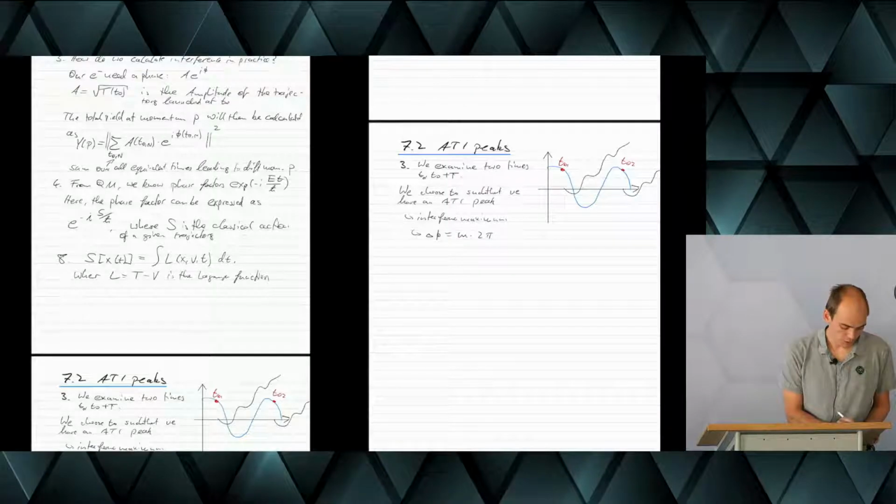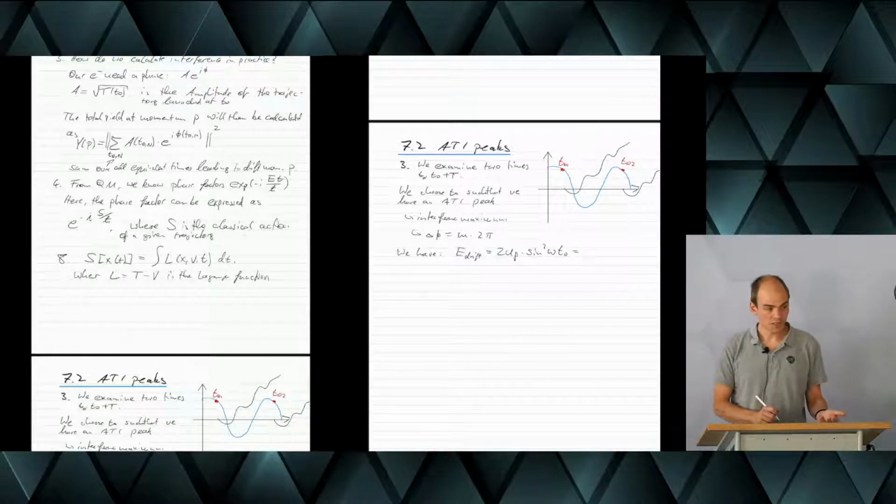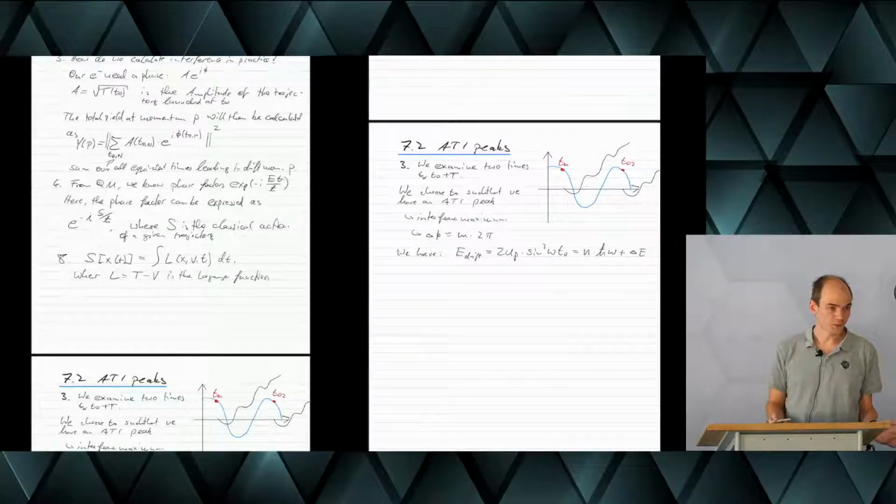And of course the drift energy is 2 Up times sine squared omega t0. Now we said that this should be an ATI peak, so we can write its energy position as n times h bar omega, and I just write here plus delta E. We actually know that delta E would be minus Ip minus Up, but here I just write delta E, and we'll see what comes out of this calculation.